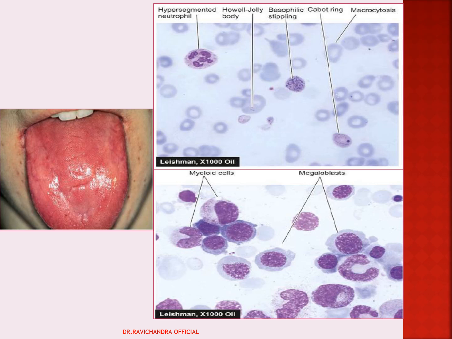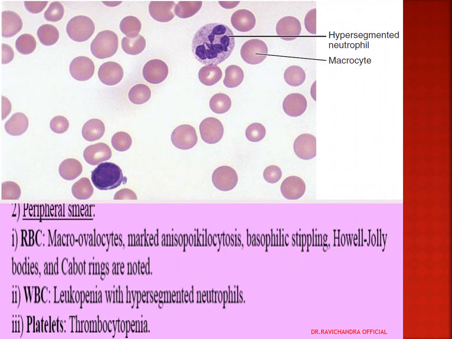And in the upper peripheral smear picture, you will be able to appreciate the hypersegmented neutrophil, a Howell-Jolly body, basophilic stippling, and Cabot ring, and few macrocytes. And in the lower picture, you will be able to appreciate the myeloid cells and megaloblasts. So, in a peripheral smear, macrocytes and hypersegmented neutrophils are the characteristic features.